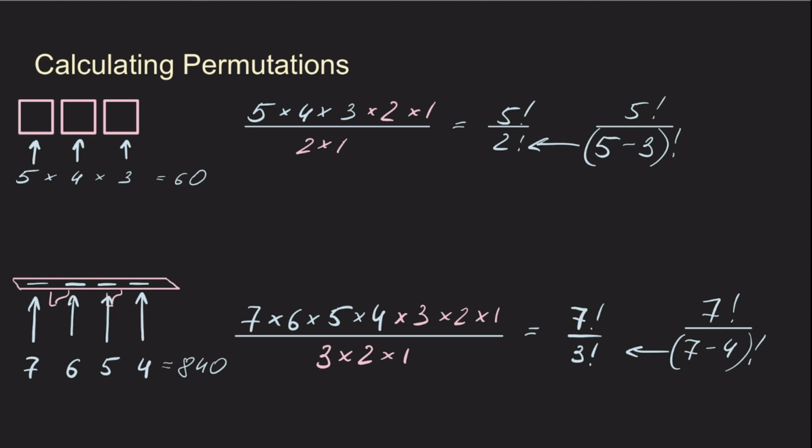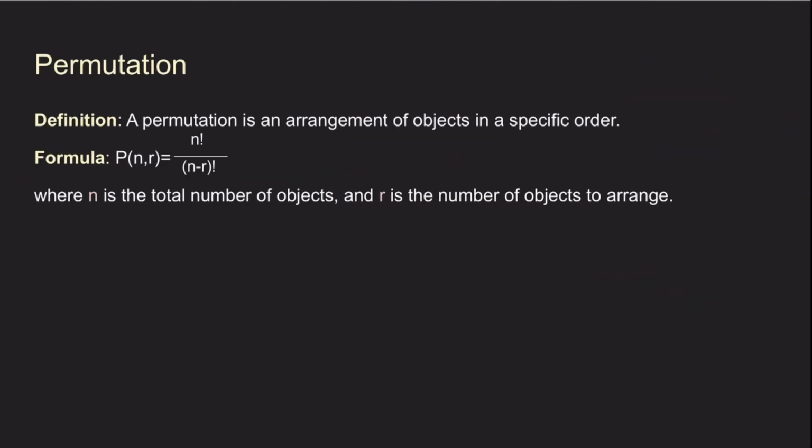But it's not easy to see where 2 factorial and 3 factorial came from. But we know that 2 is 5 minus 3, and 3 is 7 minus 4. So we can present 2 factorial as 5 minus 3 factorial, and 3 factorial as 7 minus 4 factorial. And now we can look at the formula for permutation. It is n factorial divided by n minus r factorial, where n is the total number of items and r is the number of items to arrange.